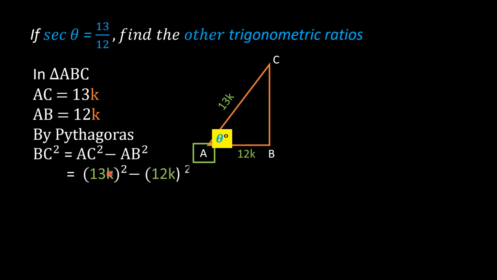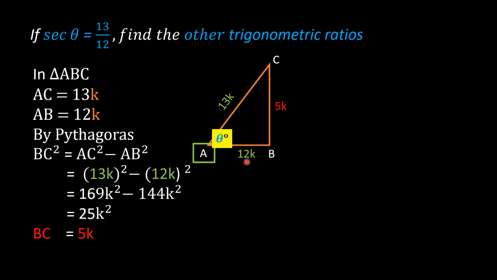AC is 13K, AB is 12K. 13K whole squared is 169K squared. 12K whole squared is 144K squared. 169 minus 144 is 25K squared. So BC is under root 25K squared, which is 5K. So we write BC equals 5K here.